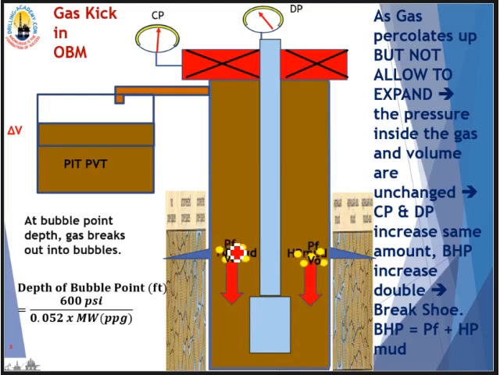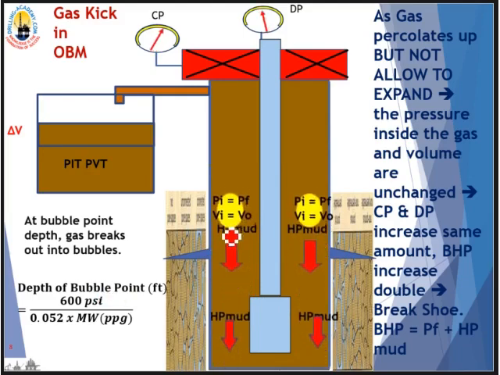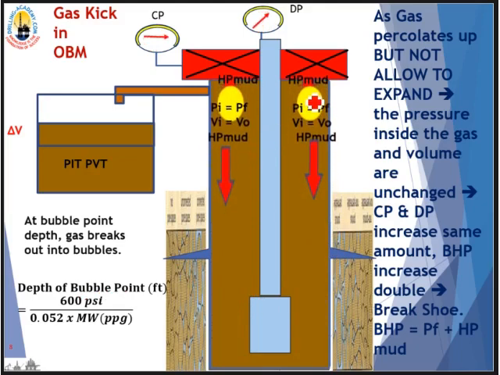All right, once the gas reaches the depth of the bubble point, the gas breaks into bubbles and keeps traveling up in the annulus. But now the volume is unchanged, right? We don't allow it to expand. Therefore, by Boyle's law, volume unchanged, pressure unchanged. So the pressure inside the bubble now is formation pressure. And below the bubble is the mud. The mud is not displaced out of the wellbore. So therefore, the same hydrostatic pressure of the mud plus formation pressure now inside the bubble, both are acting against the bottom of the hole. So it will double the formation pressure. It will be too big for the shoe. You would break the shoe, you would have losses. Similar to the water-based mud case, I mean.